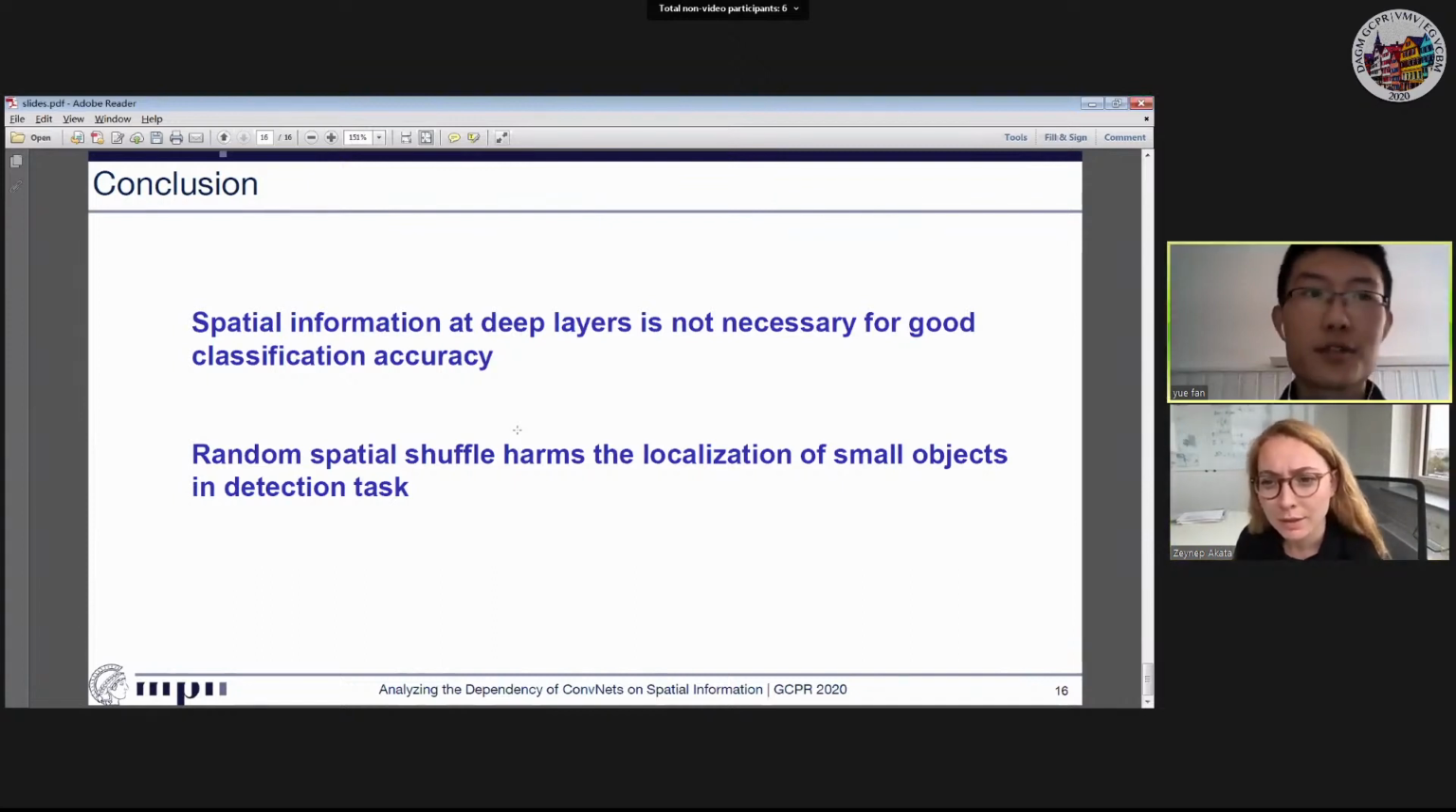Yes, very good question. That's actually true, because we also tried this thing on the ImageNet dataset, and we found that actually the number of the unnecessary later layers is much less than what we have on the CIFAR-10 dataset.